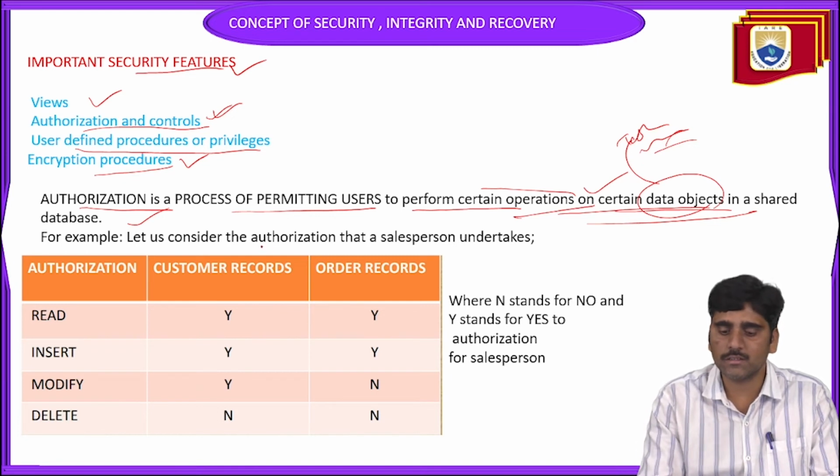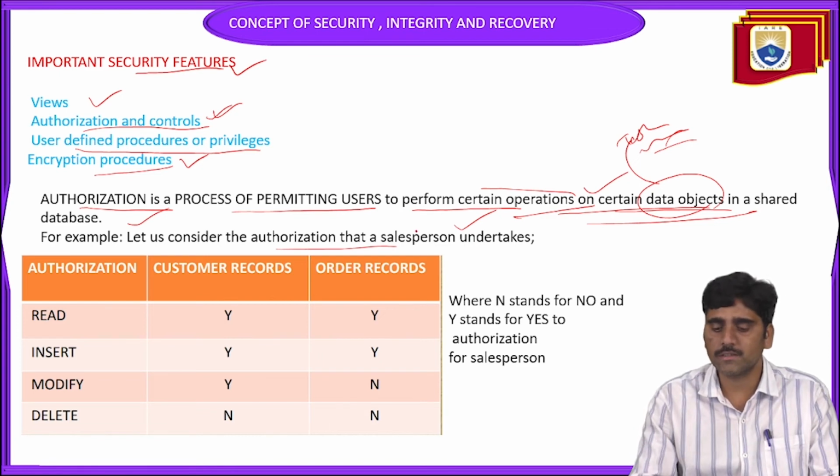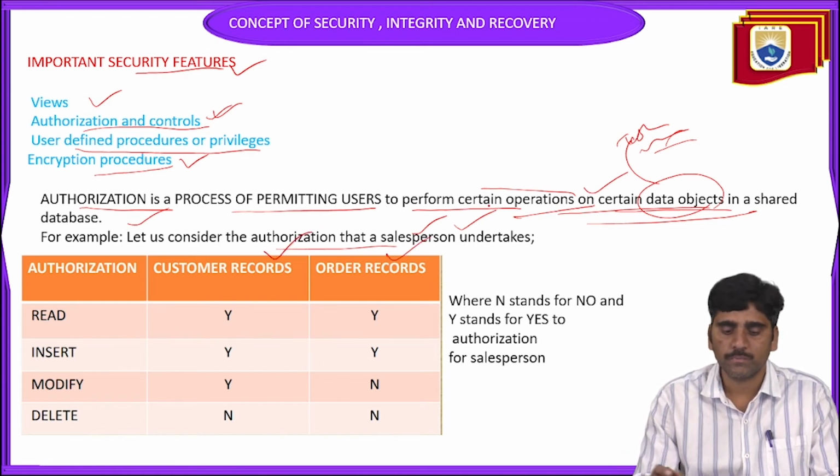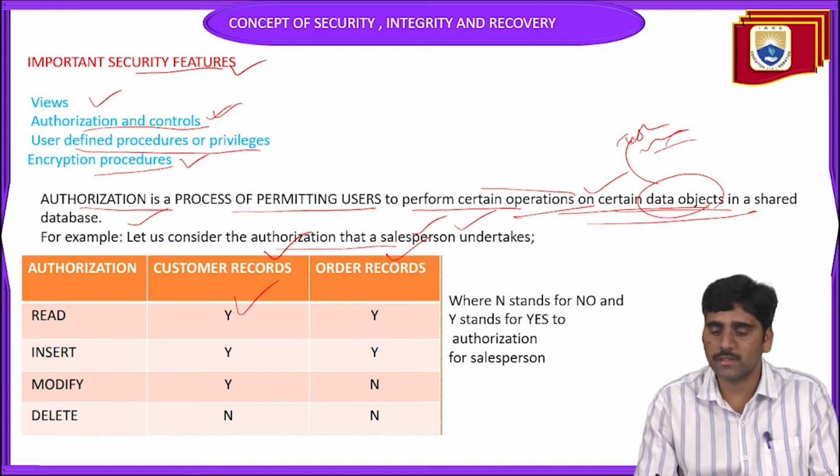For example, let us consider the authorization that a salesperson undertakes. The salesperson is a person who has the permissions to access customer records or order records. Here the salesperson can read customer records. Yes, they can have the permission to read customer records, and also to read order records. The salesperson can insert customer records, and also insert order records.